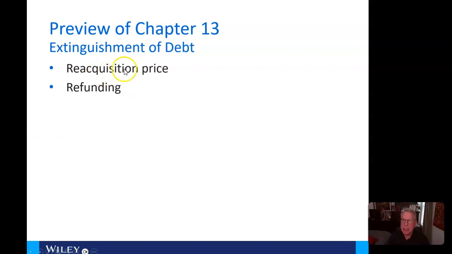Okay, then how do we extinguish the debt? We have our reacquisition price. Sometimes we purchase back our bonds or debt before their intended maturity date. And then how do we refund them, etc.